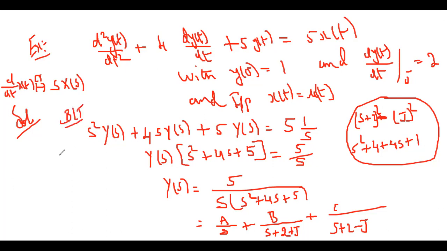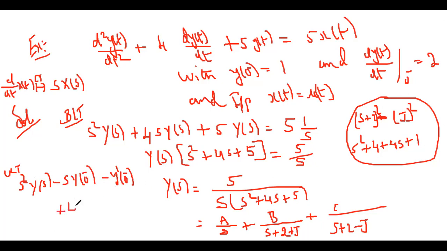If it is a unilateral Laplace transformation, my dear students, what is d square y of t by dt square? S square Y of s minus s into y of 0 minus, minus y dash of 0 minus. So y dash means nothing but dy by dt.